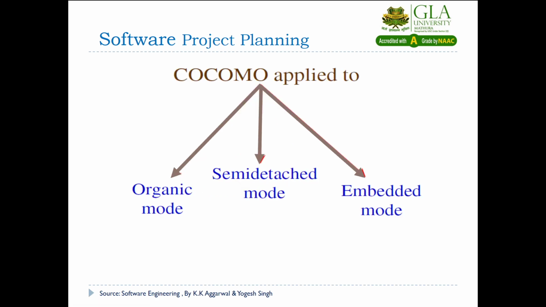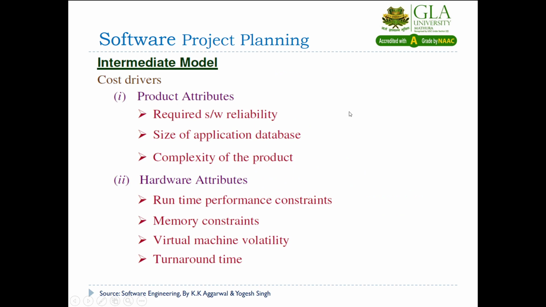Now this intermediate COCOMO model will be applied again to three types of projects: organic mode, semi-detached mode and embedded mode. And the coefficients A, B, C, D will be different from the basic model. The intermediate model has cost drivers. There are 15 cost drivers. With the help of these cost drivers, first we will compute the effort adjustment factor, EAF, and after that we will compute the effort and duration or development time. So what are these 15 cost drivers?